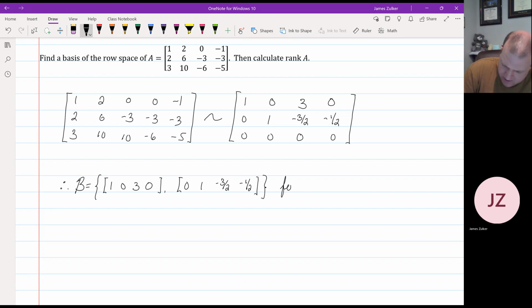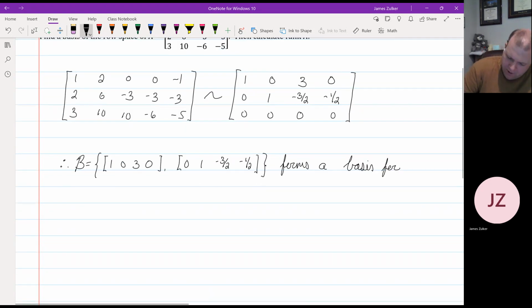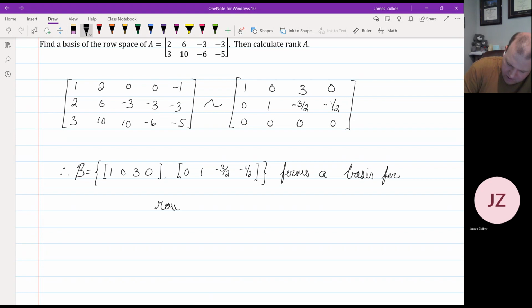And so this forms a basis for the row space of A, which means that the rank of A is just the dimension of the row space. So it's 2.